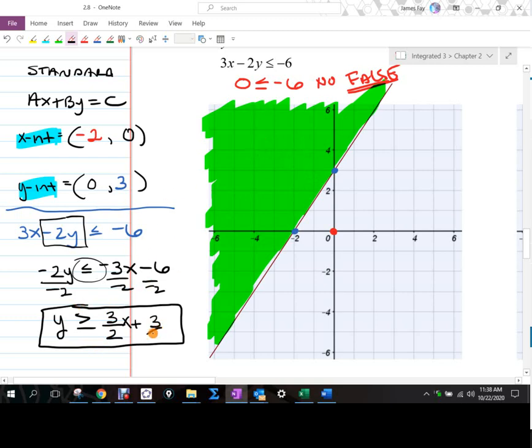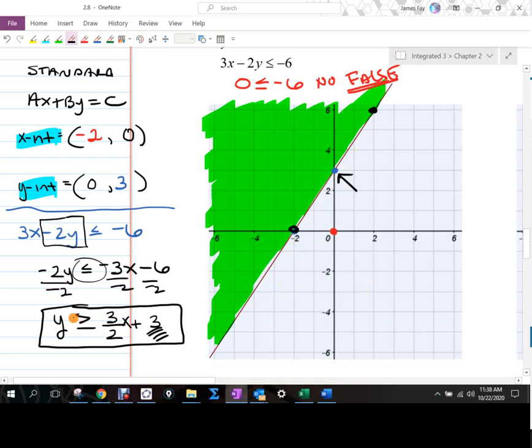Is the y-intercept 3? Is that what we found right there? If my y-intercept is 3 and my slope is 3 over 2, so that means go up 3 to the right 2. Does it get me back on my line? Or could I have gone down 3, left 2, would have got me that point there, right?